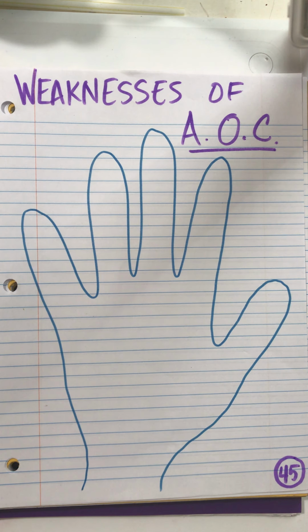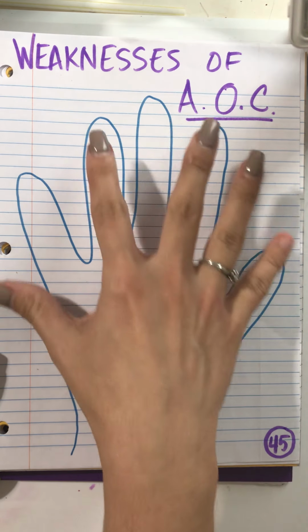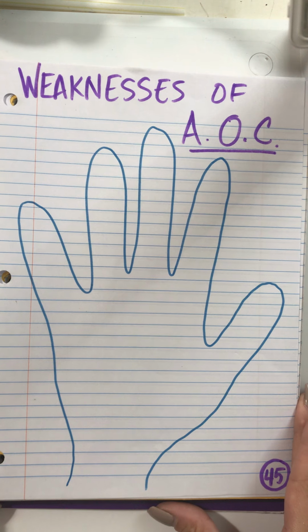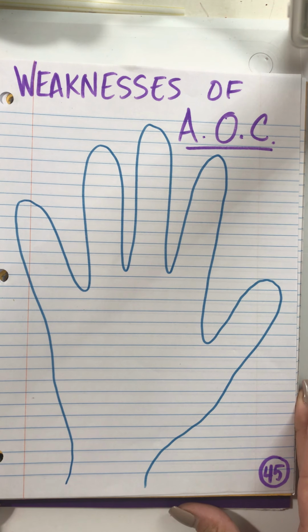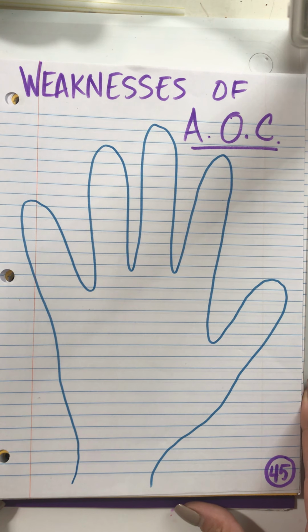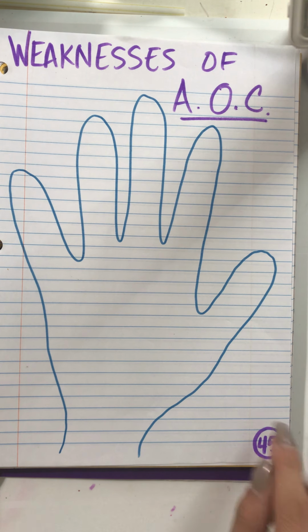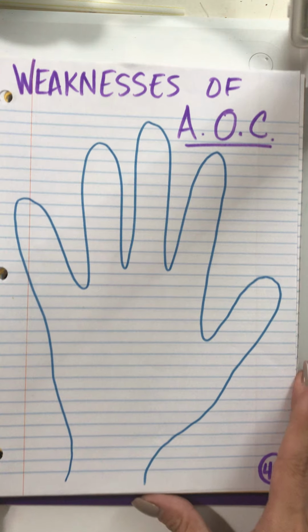All right, boys and girls, so we're going to be discussing the weaknesses of the Articles of Confederation. At this point, your teacher would have already given you instructions on what page or where you're going to be creating this activity. So make sure that you do look out for that. If you're using interactive notebooks, what page has your teacher asked you to complete this on? So this is the page for my kiddos, so make sure that you get this set up on page 45.